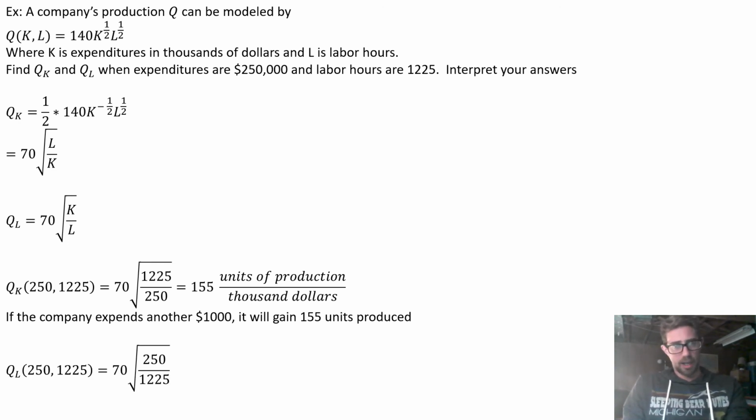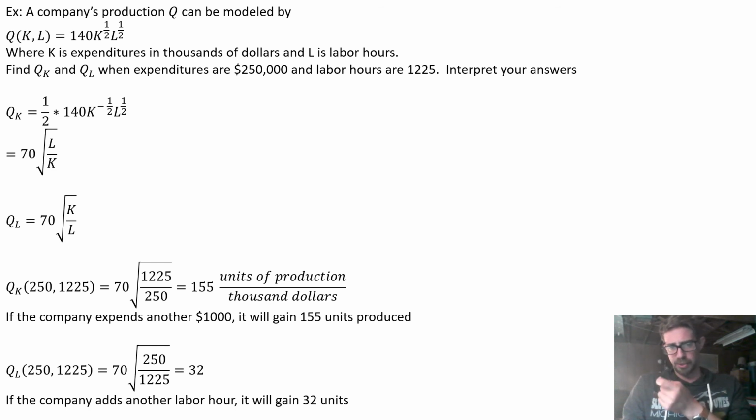Same exact deal with Q_L. It's the same math. It's 70 times the square root of K over L, so 250 over 1225. Calculator. That rounds to 32. It's just some decimal. And units-wise, it's the same deal. That is units produced per labor hour. So if we add one more labor hour, it looks like we will produce 32 more units. Wow, that's a fast worker. So the units there are units of production per labor hour.